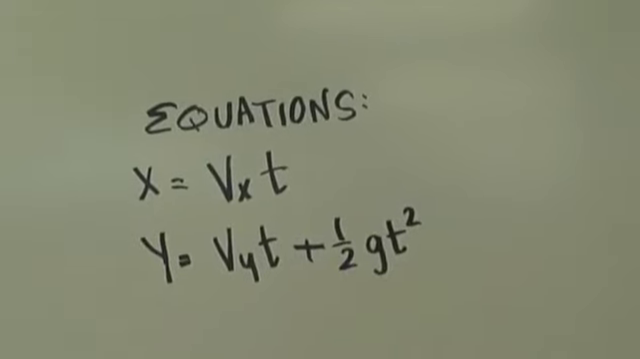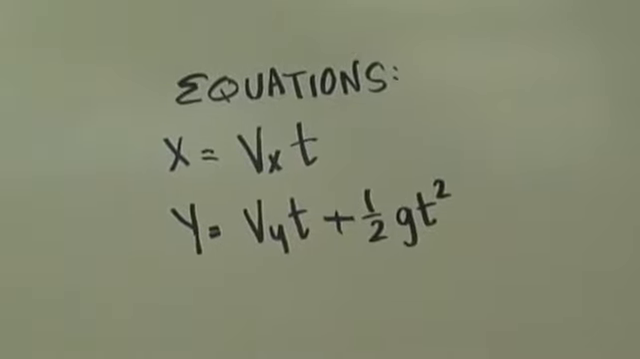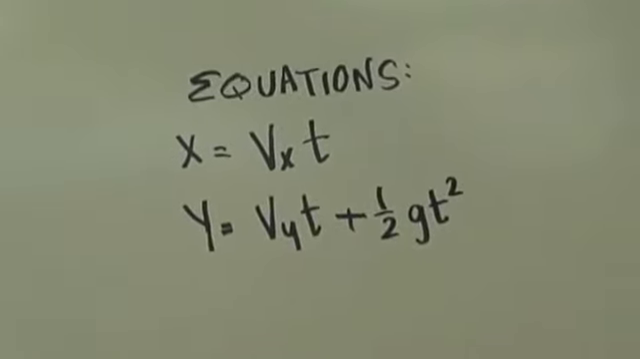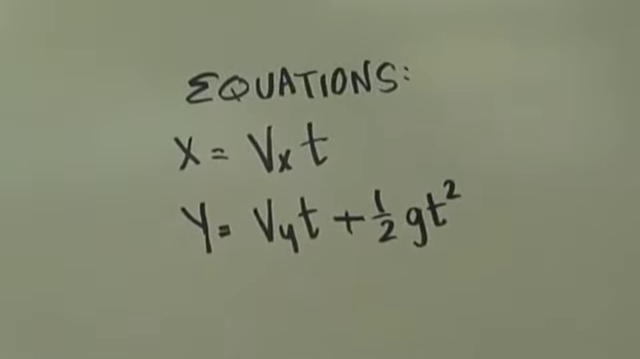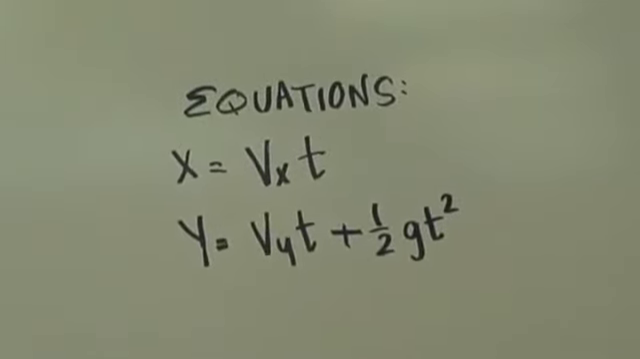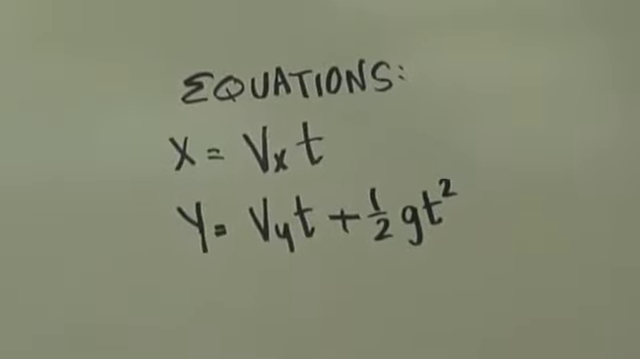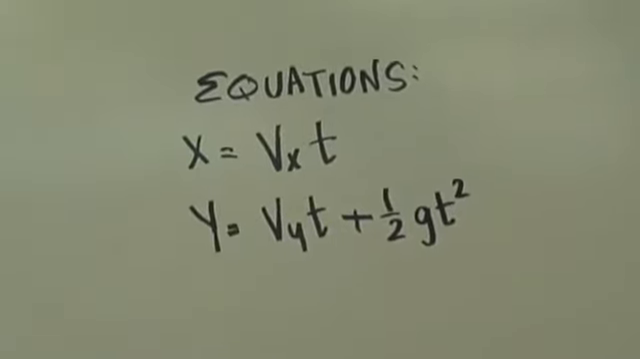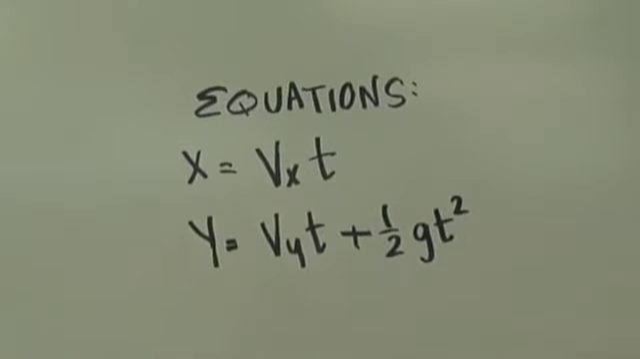To find the distance the ball travels, we use the equation x equals vxt, where x is the distance traveled, vx is the velocity in the x direction, and t is time. To find the ball's maximum height, use the equation y equals vyt plus 1/2 gt squared, where y is the maximum height, vy is the velocity in the y direction, t is time, and g is the force of gravity.